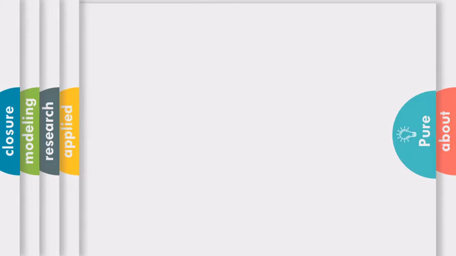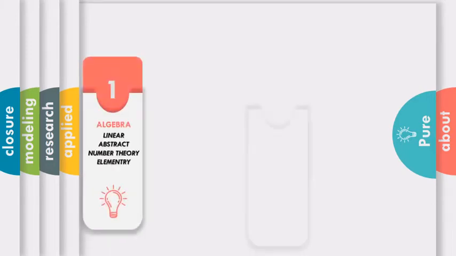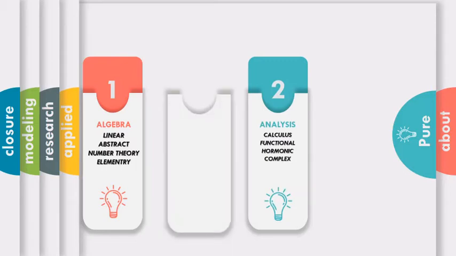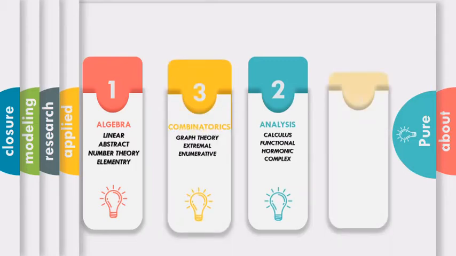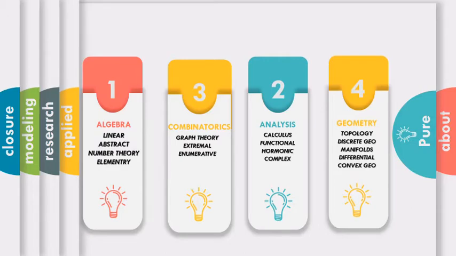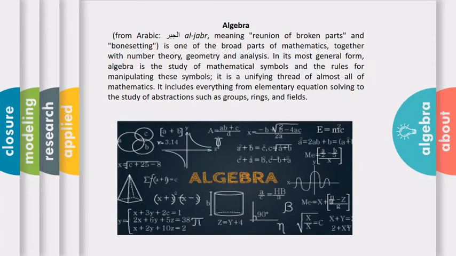In pure mathematics, we have first of all algebra, then analysis, then combinatorics, and then we will learn about geometry. So let's begin the chapter of algebra. Algebra has an Arabic origin, and it means reunion of broken parts, or you can say bone setting. Algebra is one of the broad parts of mathematics, together with number theory, geometry, and analysis. In its most general form, algebra is the study of mathematical symbols and the rules for manipulating these symbols.